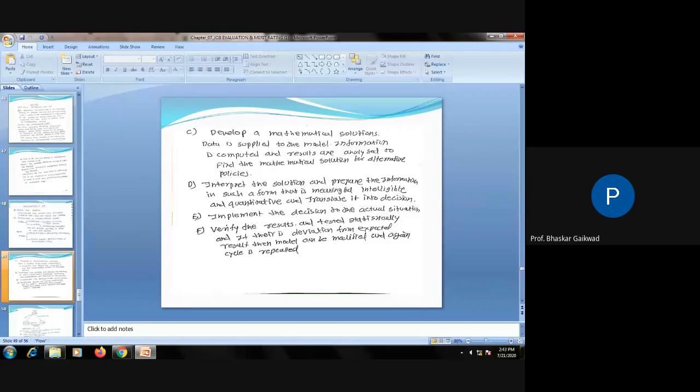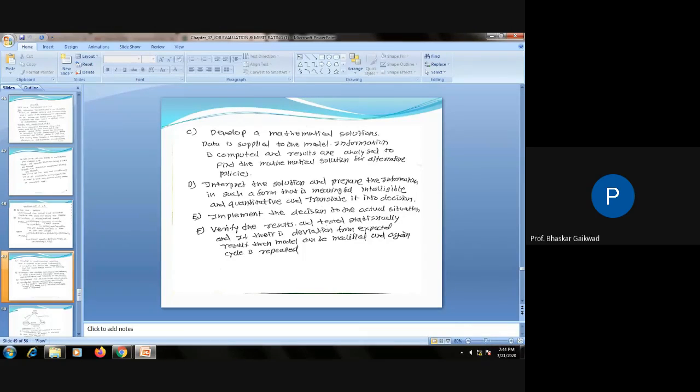And once the decisions are taken, then you have to come to the actual situation, that is the E. Once the implementation or actual situation occurs, then verify the result. Test that statistically. Measure the deviations from the expected result. And then models can be modified and again the cycle is repeated. So this is our methodology of work.